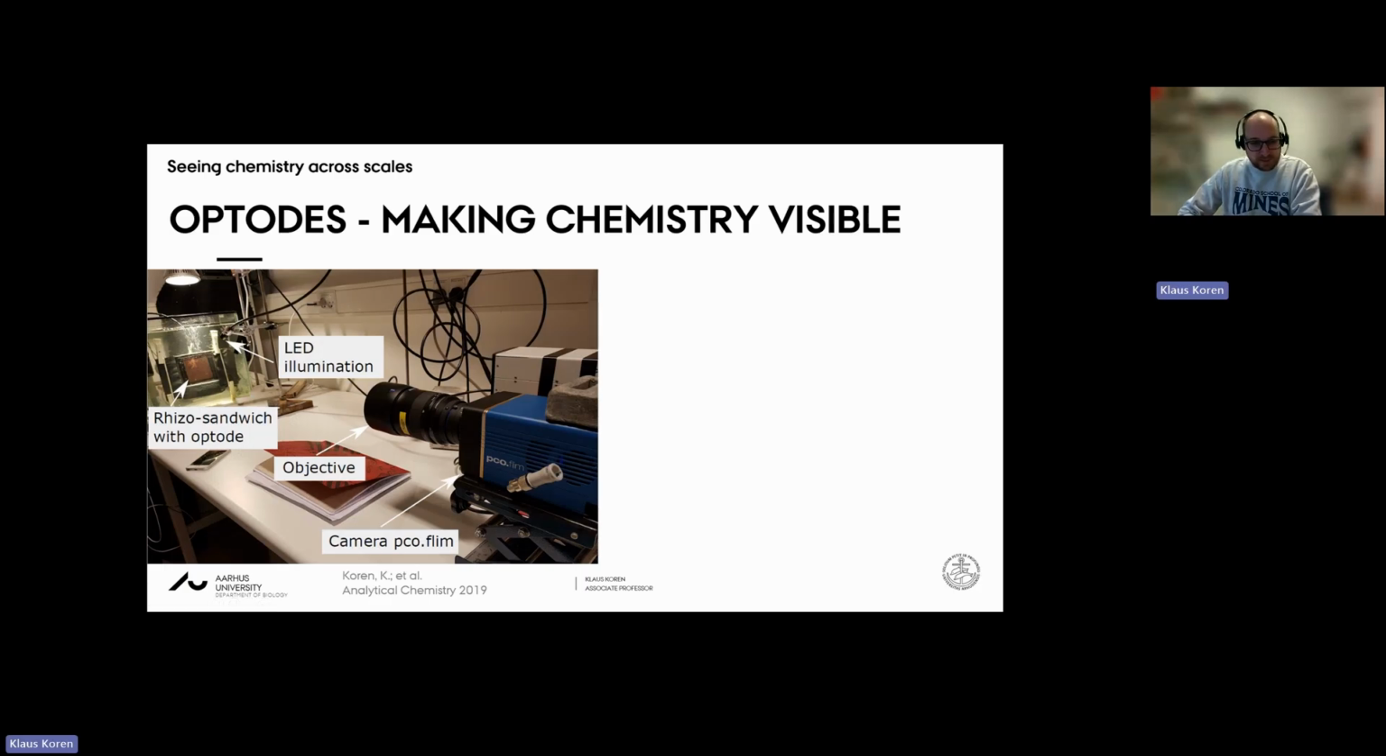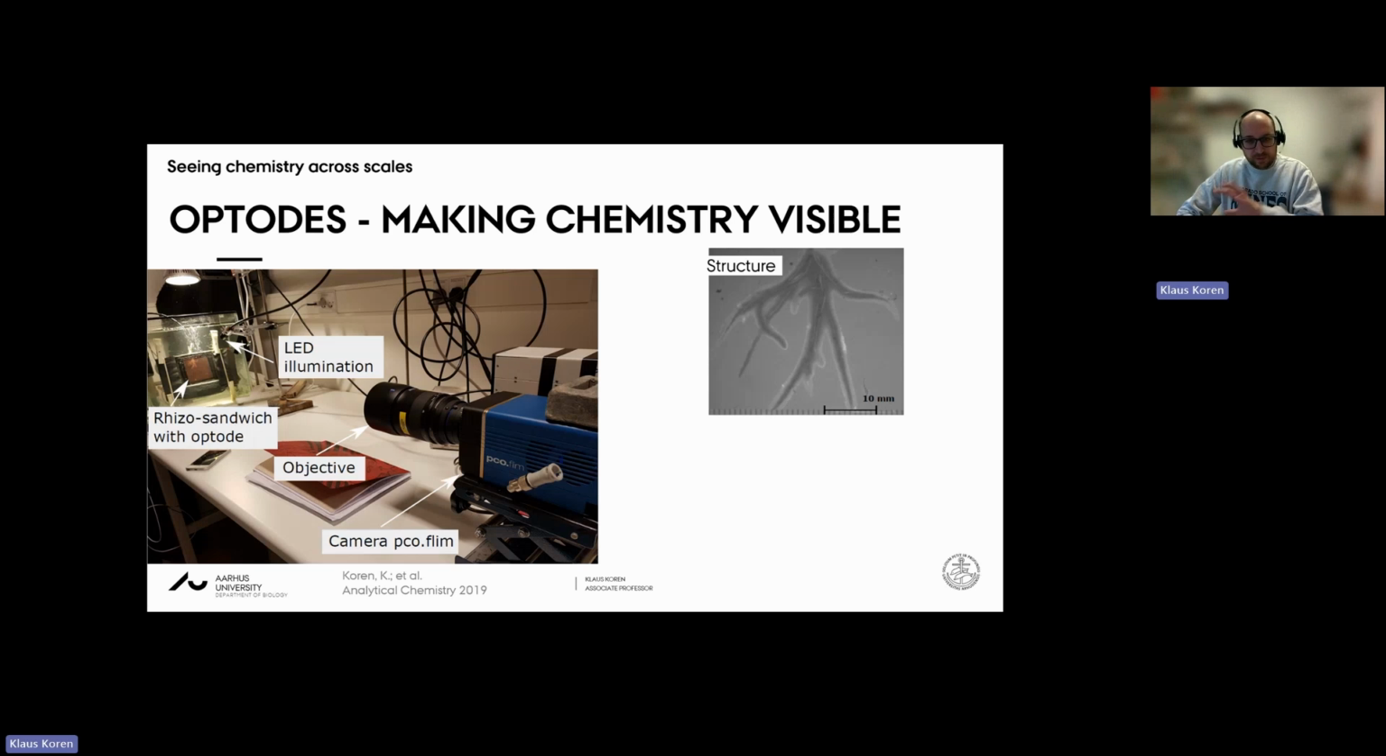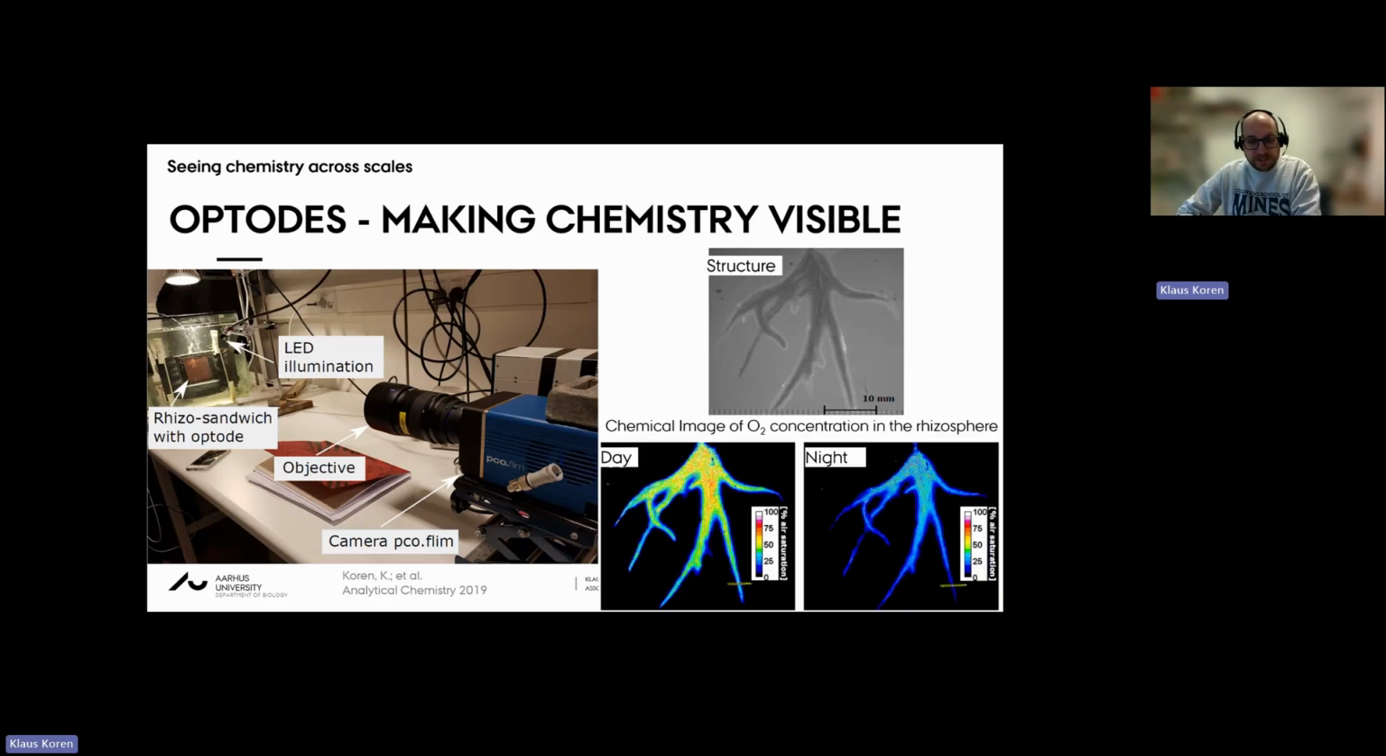And what we then can get is actually, first of all, if we have white light on, we can see the roots. We can see here the roots of this plant in the sediment. But if we now move to a blue light source and excite the probe, we can actually see oxygen. So we can see the release of oxygen around these roots.